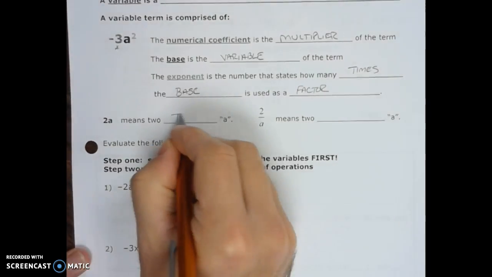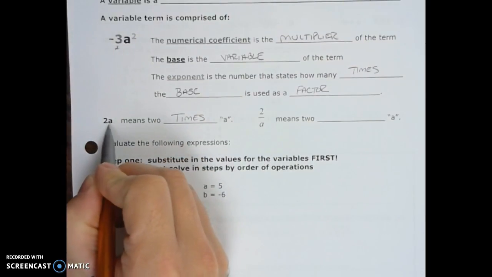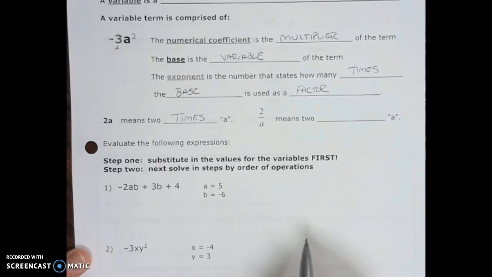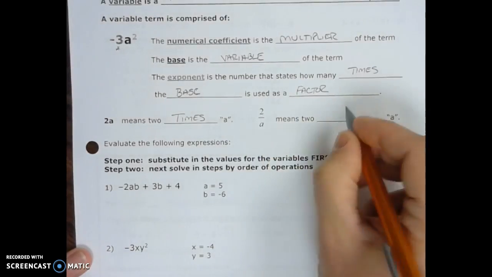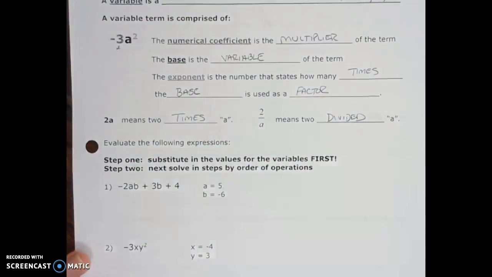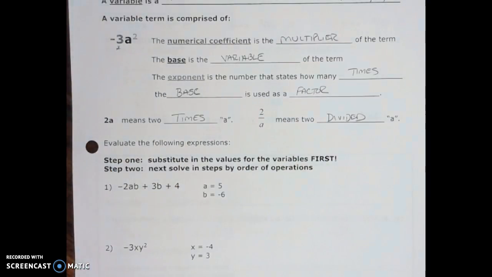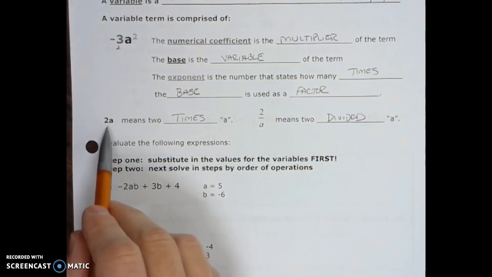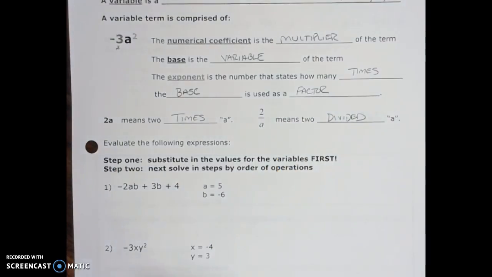In this variable term, we have 2a. 2a means 2 times a. If you have a number and a variable right next to each other, that's multiplication, 2 times a. If we have a fraction written like this, 2 over a, this means 2 divided by a. You're going to see a lot of things that look like these in this topic. Remember that if we have a number and a variable together like this, it's multiplication. And if we have it written like a fraction, it's going to be division.